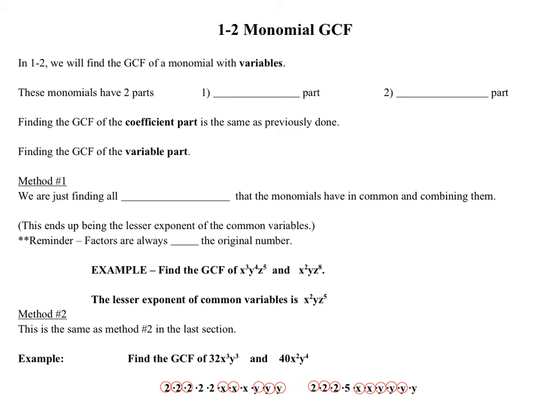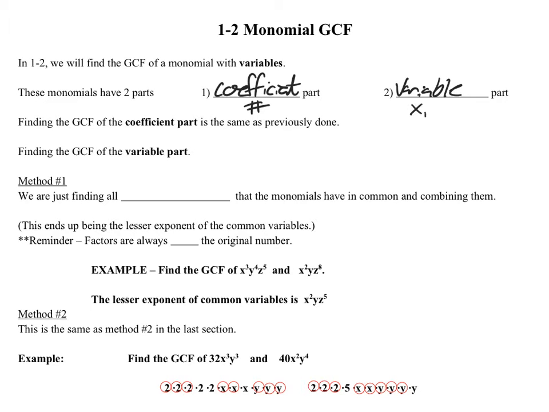We're going to take a look at finding a monomial GCF. So this is going to be finding a GCF of something that has a variable in it. These monomials are going to be made up of two parts. The first part is going to be the coefficient part, so we want to think about that as the number. And the second part is going to be a variable part.